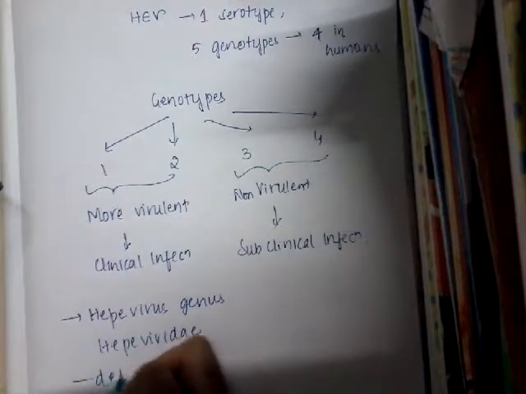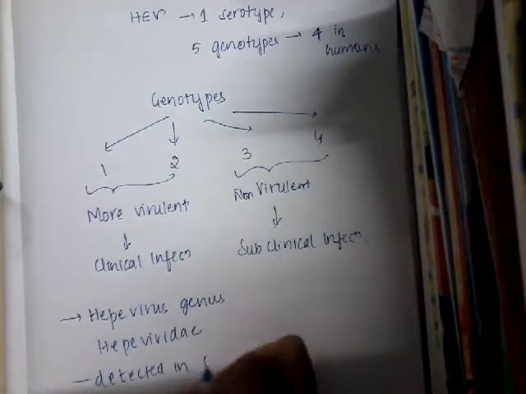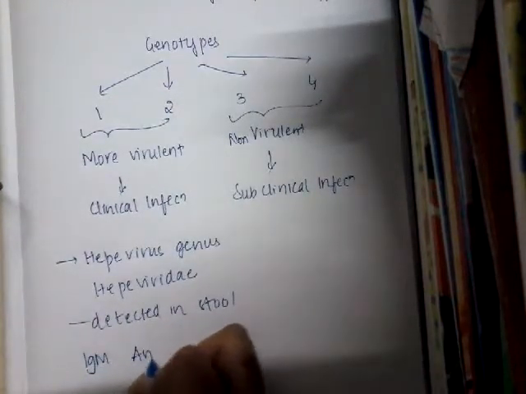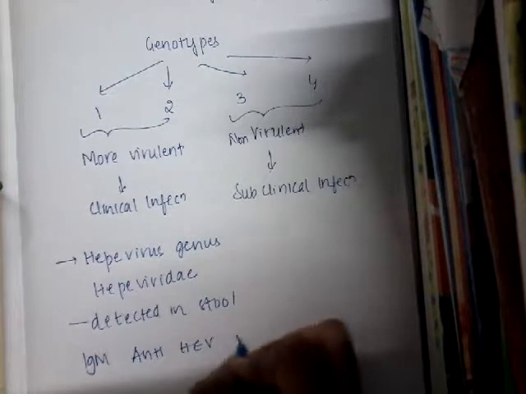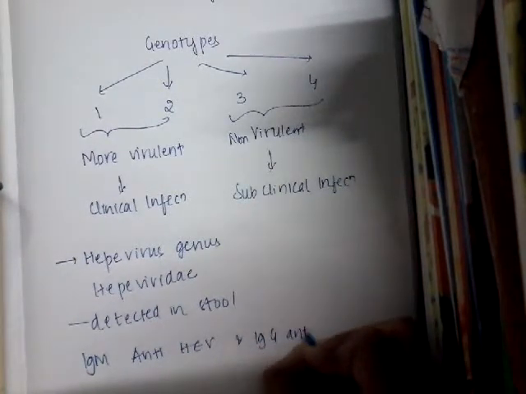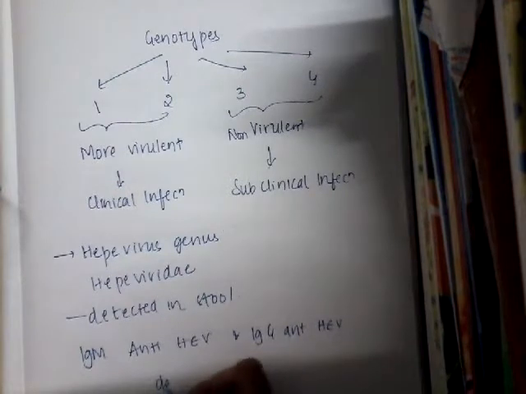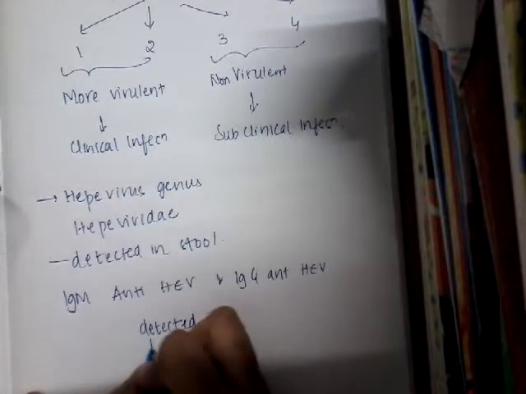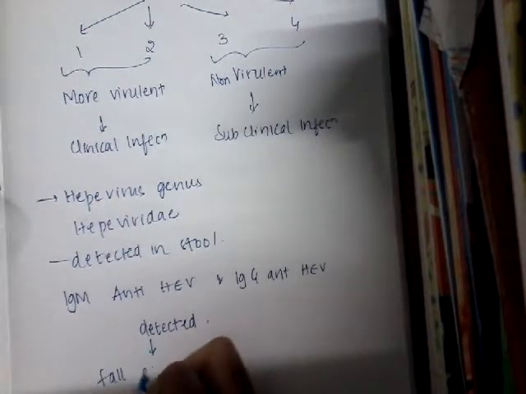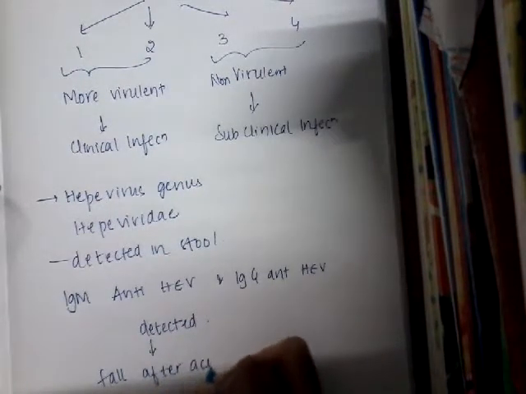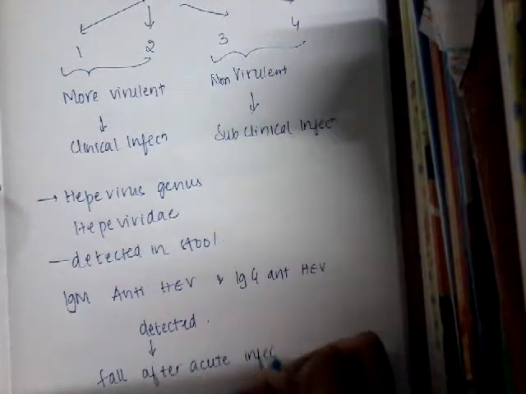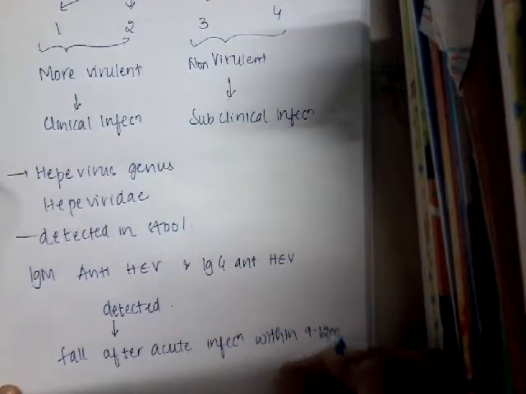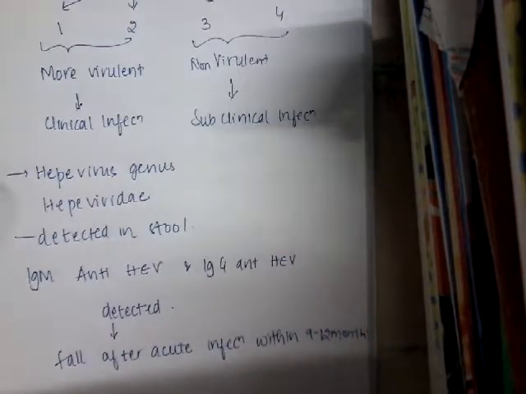It is detected in stool, and IgM anti-HEV and IgG anti-HEV are detected. Both of these fall after acute infection, within 9 to 12 months. Okay, so this is about HEV infection.